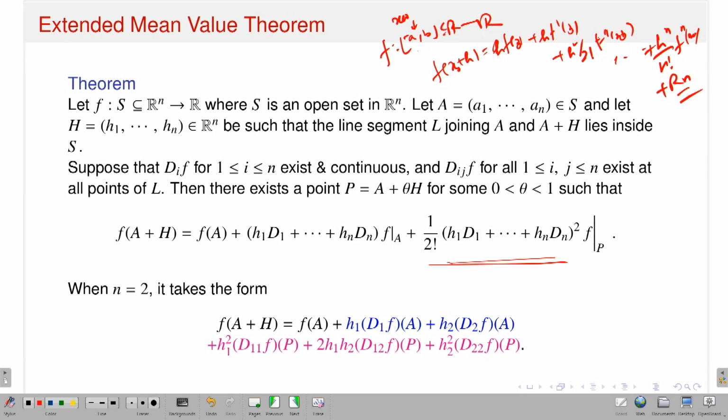So it says that if I have a function f from a set S, subset of Rn, to R, where S is an open set, take a point A in S, and suppose you have a point H = (H1, H2, ..., Hn) in Rn, such that the line segment joining A and A plus H lies inside S. So I have a set S. I am fixing a point A = (A1, A2, ..., An), taking another point H = (H1, H2, ..., Hn), and consider the points A and A plus H. That means I am perturbing my point A by H. And I assume that the line segment should also be in that set S.